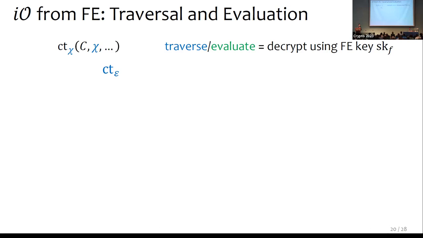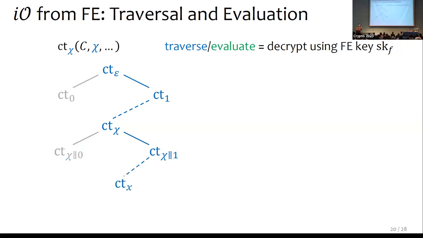And the traversal is done using a functional encryption secret key. So decrypting the root ciphertext, we'll get its two child ciphertexts. And depending on the path we want to go, we'll discard the other ciphertext and continue this procedure. At any intermediate node, for example, CT K I, we'll do this decryption and get two child ciphertexts, and then choose one until we reach the leaf ciphertext. At the leaf ciphertext, we perform one final decryption to obtain the evaluation result.